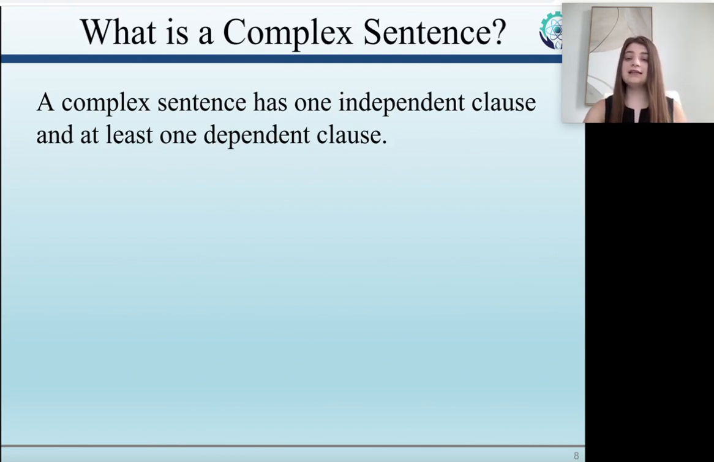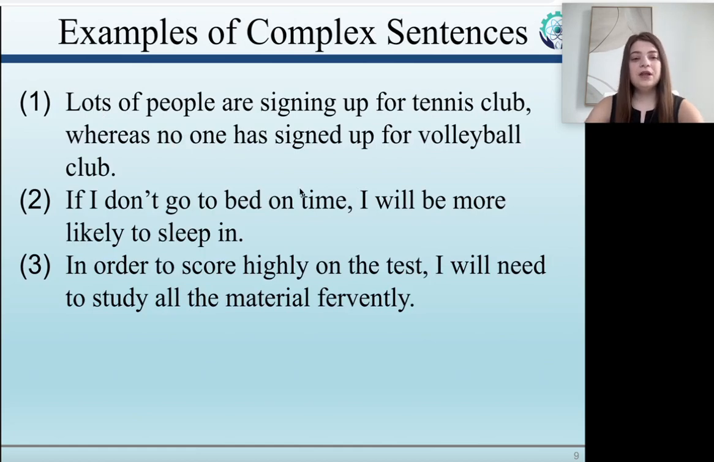A complex sentence has one independent clause and at least one dependent clause as well. So, for example, lots of people are signing up for tennis club, whereas no one has signed up for volleyball club, right? So let's identify how come these are complex sentences. Well, this first one, lots of people have signed up for tennis club. Well, that's an independent clause because we could put a period there instead of a comma and our sentence is good to go, right? Lots of people are signing up for tennis club.